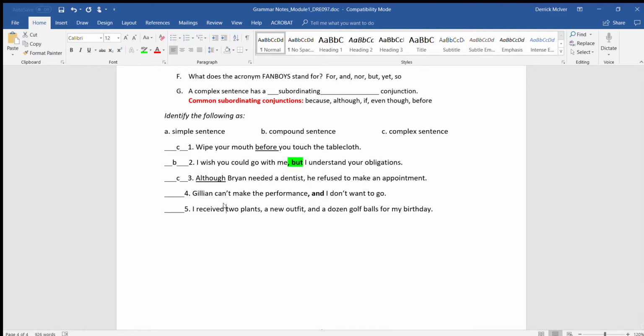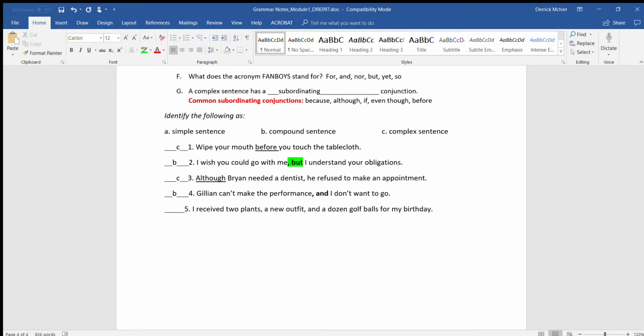Okay, Gillian can't make the performance, comma, and I don't want to go. So this right here is what we call a compound sentence. Two complete sentences joined with a comma and a coordinating conjunction.